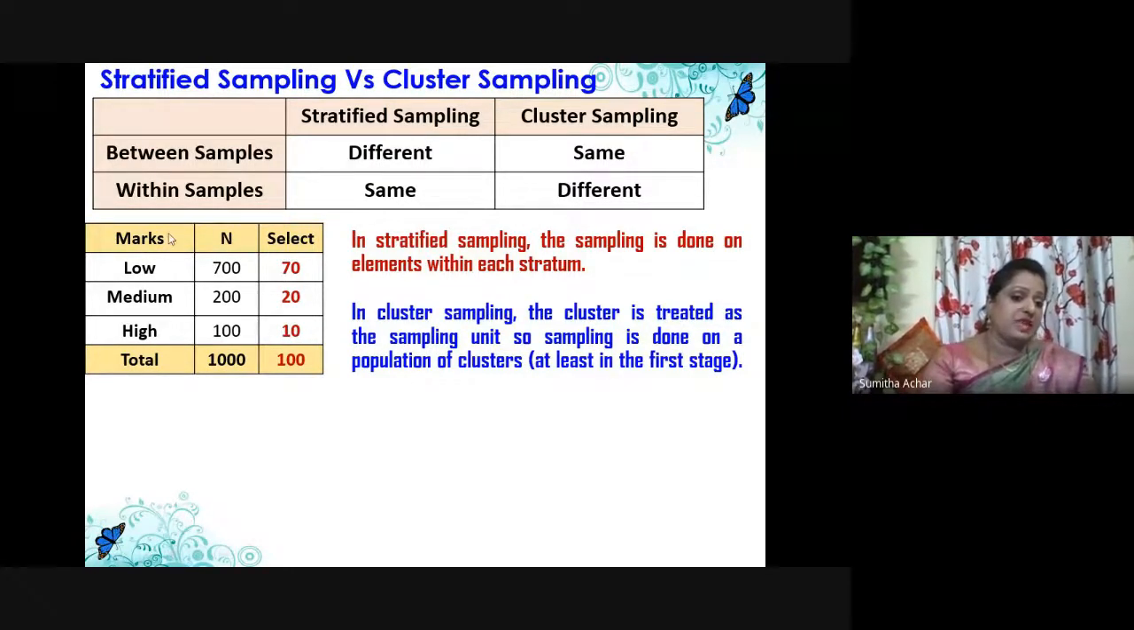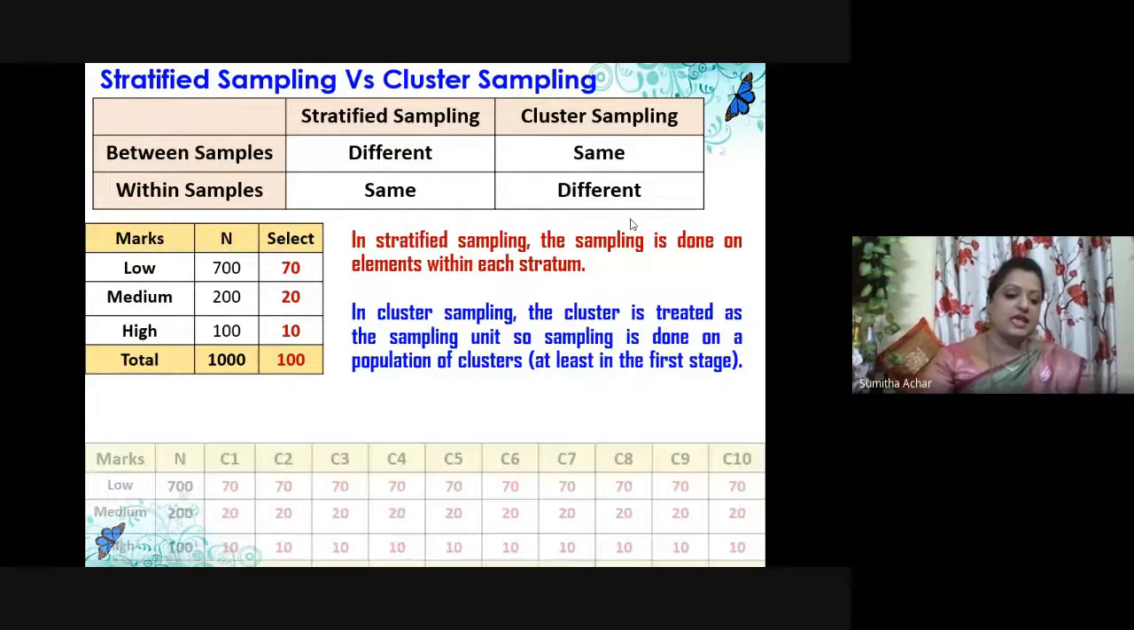I explained this same concept for you in stratified sampling, isn't it? So what happened in stratified sampling? Between the samples, they were all different, right? Within the samples, they were the same. Within the strata, they were all the same. Between the strata, they were all different. But what happens in cluster sampling? Cluster sampling is a reverse. Between the samples, they are the same, but within the samples, they are different.